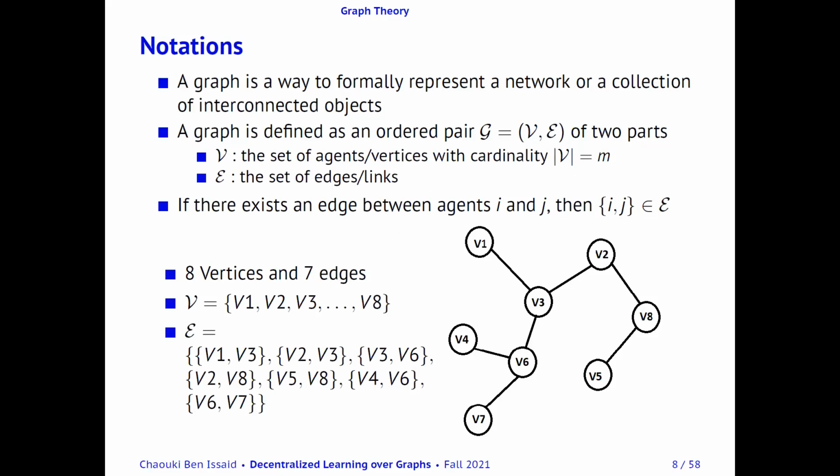Let's take the following example. Here we have 8 vertices and 7 edges. The vertices are V1, V2, V3 till V8. And the set of edges is formed by the pairs of vertices that have links between them. For instance, vertex V3 has a link with vertex V1. That is why the first element in this edge set is (V1, V3).